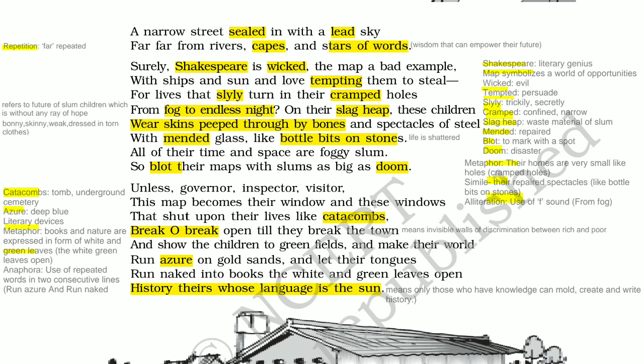What it says is that, as I said, the elementary schools are poor in infrastructure, with hardly any teaching or administrative staff to take care of them. And these schools spring into life only when a governor, an inspector, or a visitor comes to visit them. The poet says that this map becomes their window. The map becomes their window when the slum children are enabled, by the active involvement of the authorities, to see that proper education is given to them.